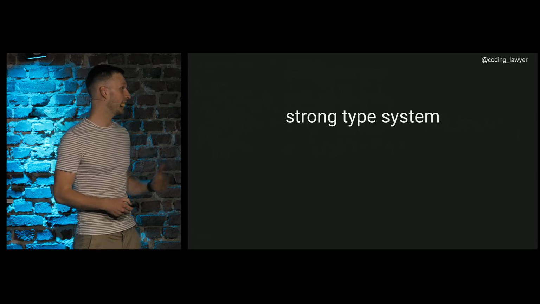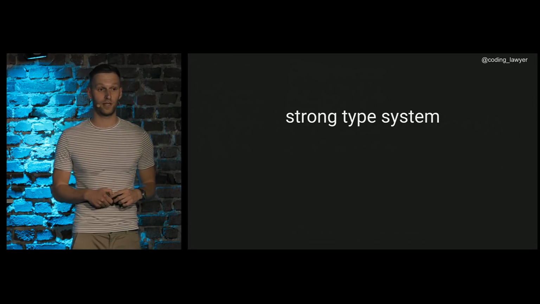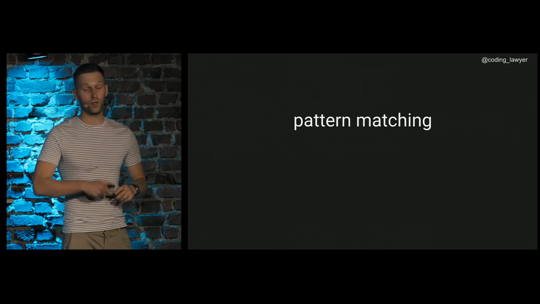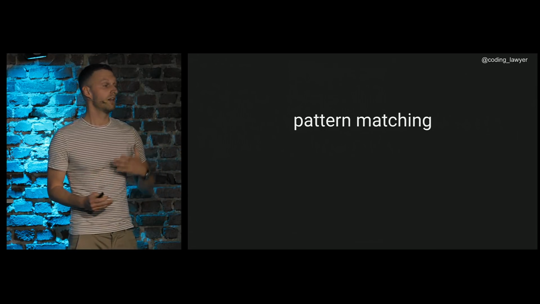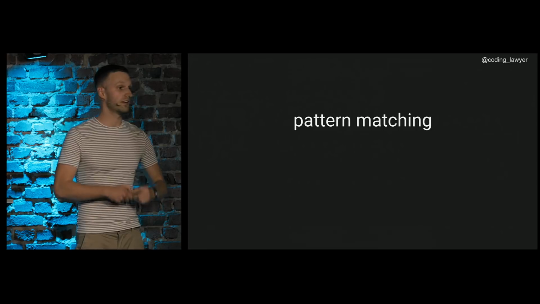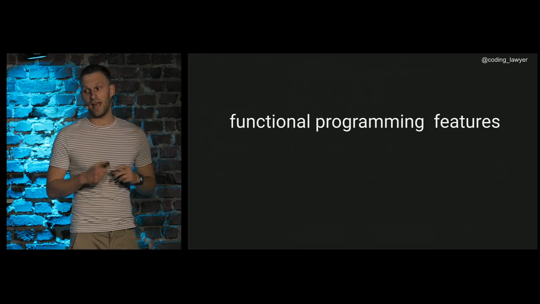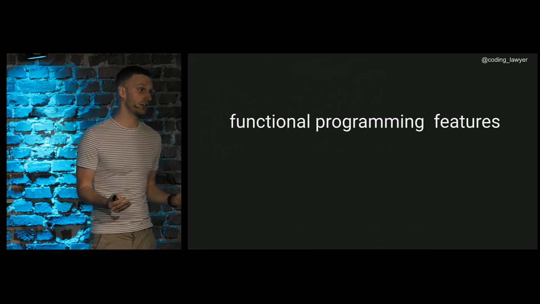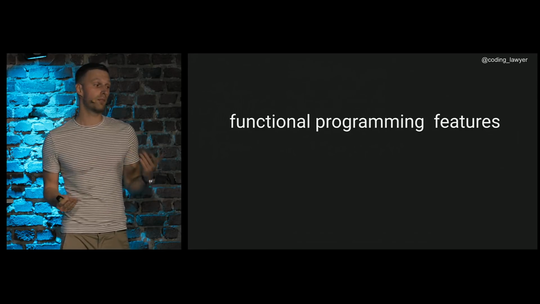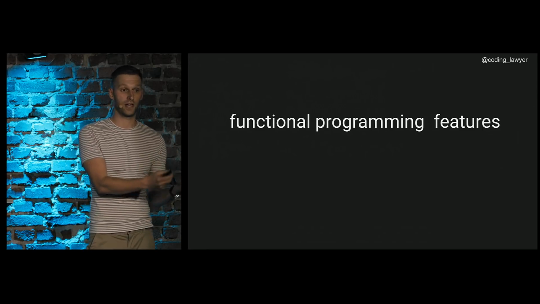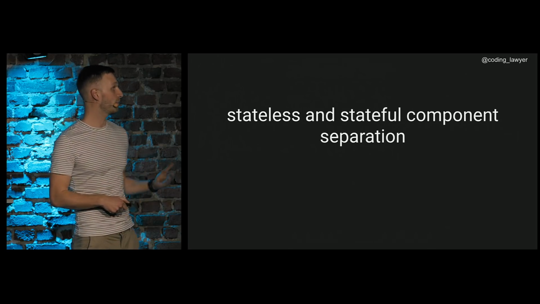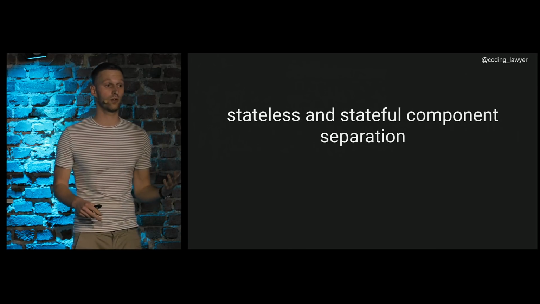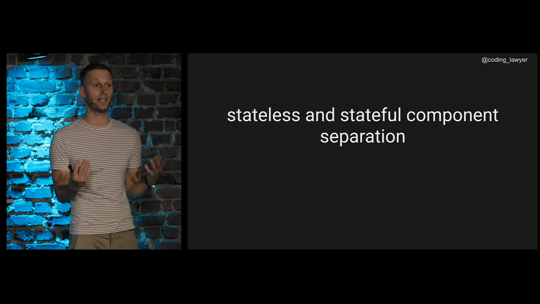because it's built in and we have no runtime exceptions in production as a result. We have pattern matching, which is a really safe way to process our data, as we just saw, and it's nicely declarative. And we have a lot of functional programming features. We've seen we have immutability out of the box. We have currying, piping out of the box as well. And we also have great separation between stateless component on the one hand and stateful component on the other.